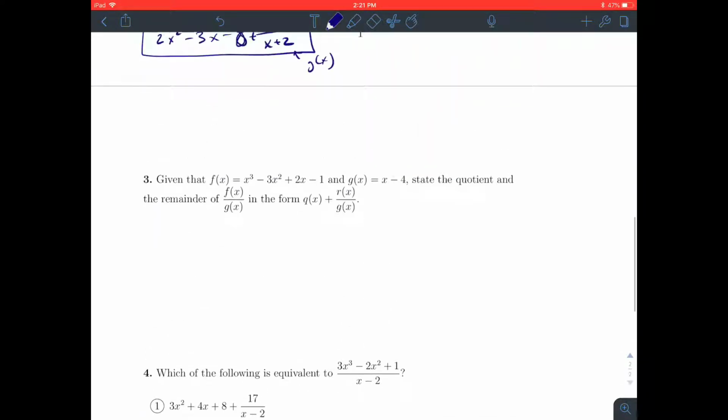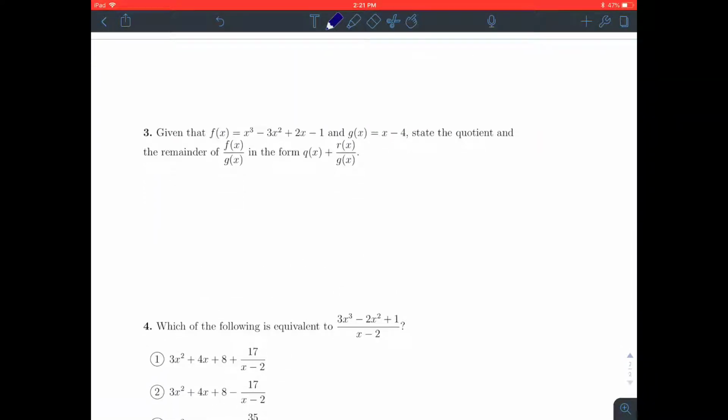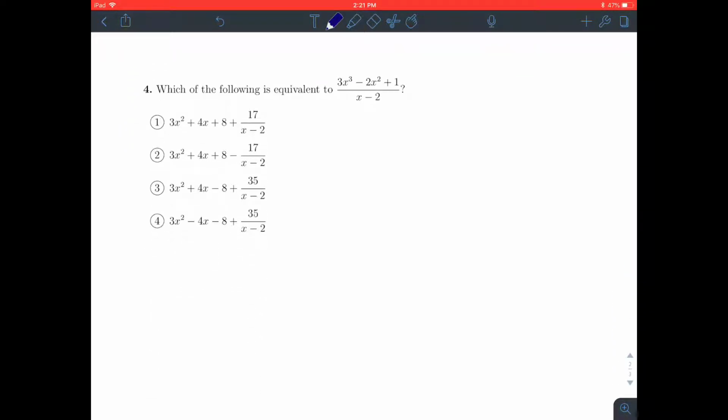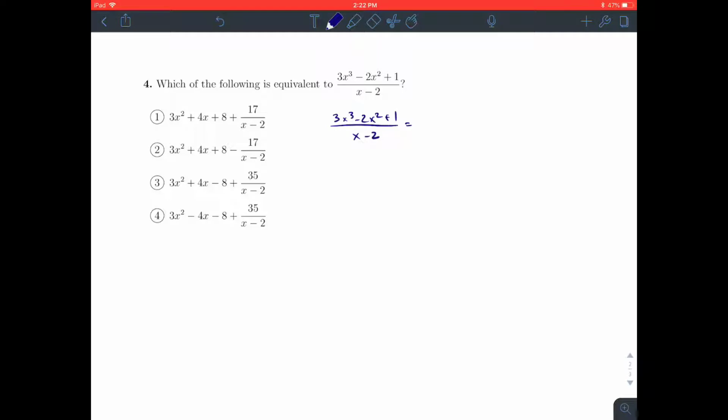All right, next up, let's see. I am actually going to leave you with problem 3 to figure out. We're going to do problem 4 now. So for problem 4, we've got which of the following is equivalent to 3x cubed minus 2x squared plus 1 divided by x minus 2. So we can solve this problem in the exact same way. When we divide these, we're going to be getting a blue quotient.